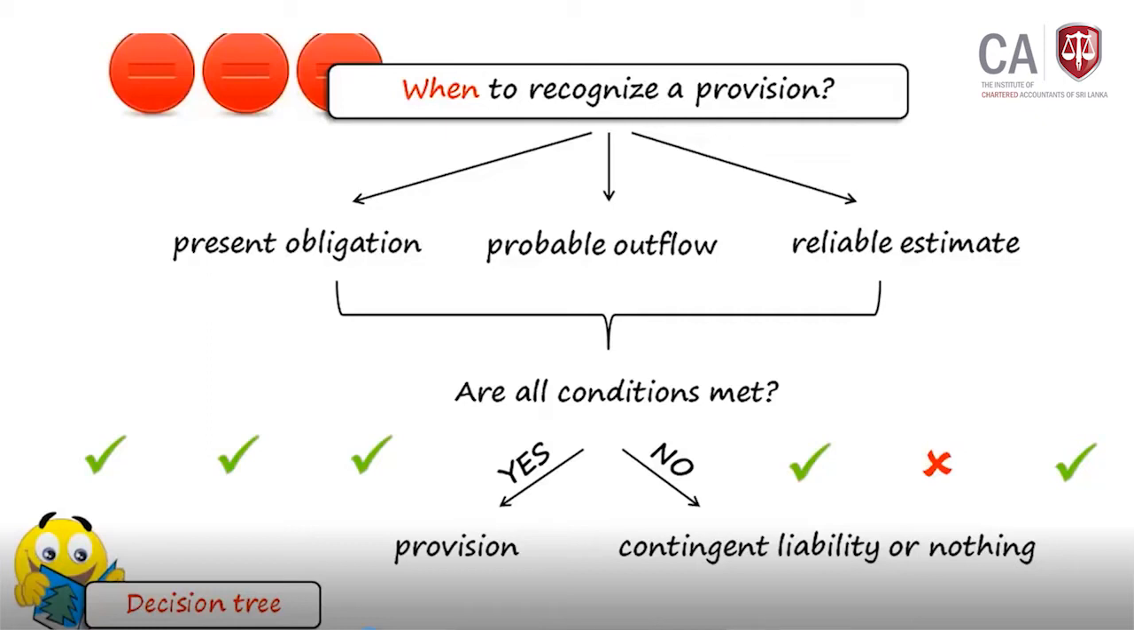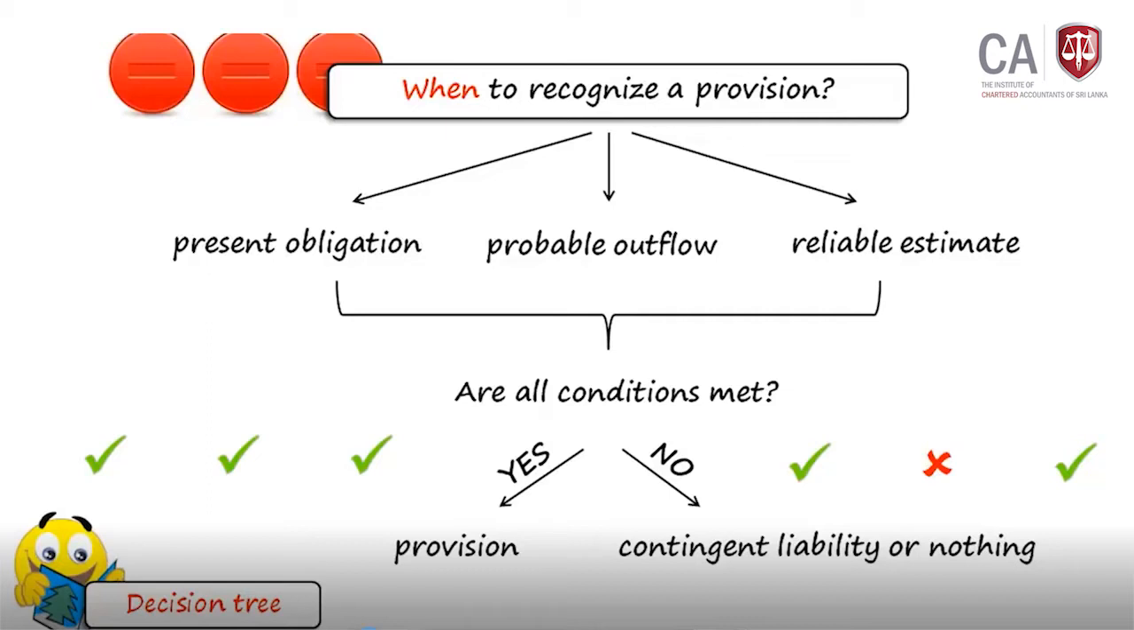So, in short, what you need to understand from this slide: when to recognize a provision, when these three conditions are satisfied. All these three conditions are satisfied. It's a present obligation, probable outflow, and a reliable estimate. When you satisfy these three conditions, yes, you can recognize provisions.